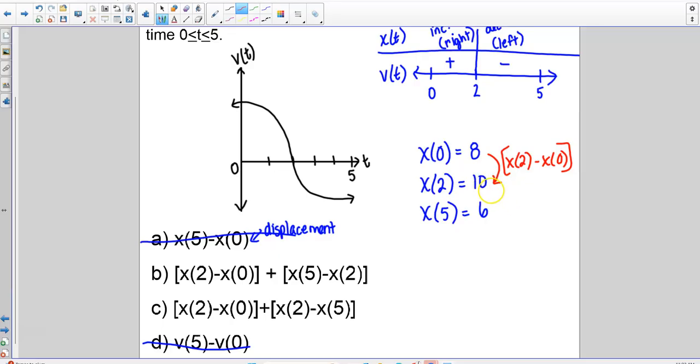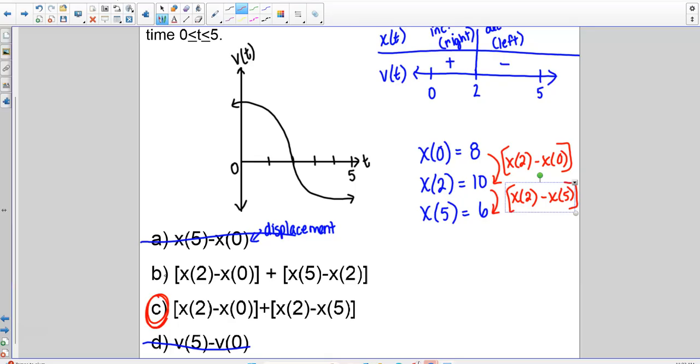Then, if I want to know from 10 to 6, if I go from 10 back to 6, I traveled 4 units, right? How do I get that? X of 2 minus x of 5, or x of 5 minus x of 2? To get a positive number, I got to do 10 minus 6, right? Which means I've got to do x of 2 minus x of 5. So, C is going to be the correct answer there.